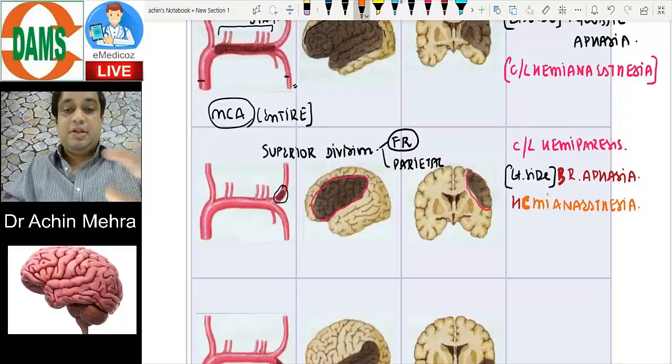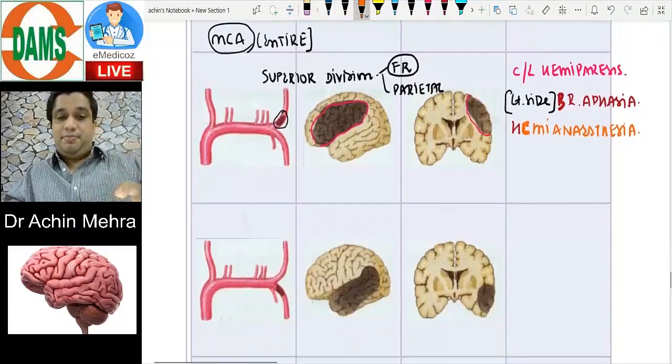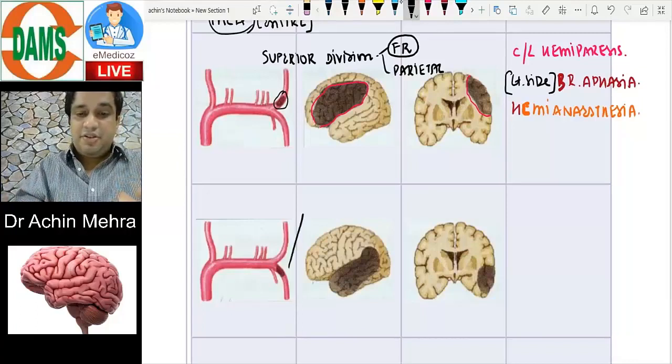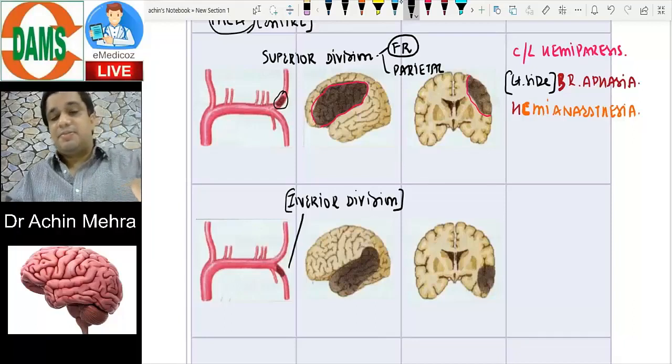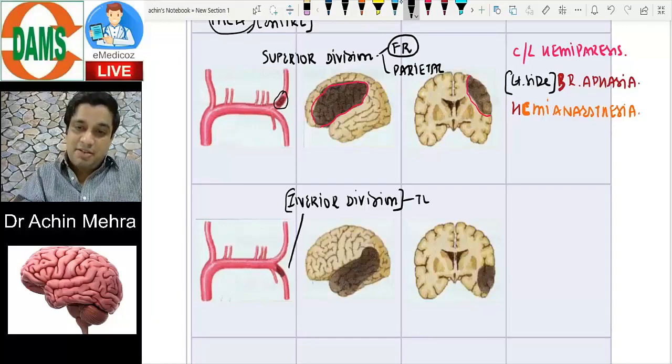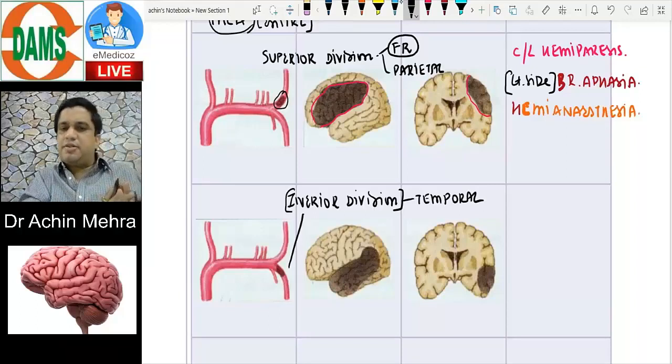Correct. Now the inferior division. Next one is the inferior division. The inferior division of MCA supplies which part of the brain? Now in the diagram it's very clear. Does it supply the frontal lobe? No. So what does it supply? Look at this diagram please. It supplies the temporal and a part of parietal also. So most of the time it supplies the temporal lobe and just a part of the parietal cortex.